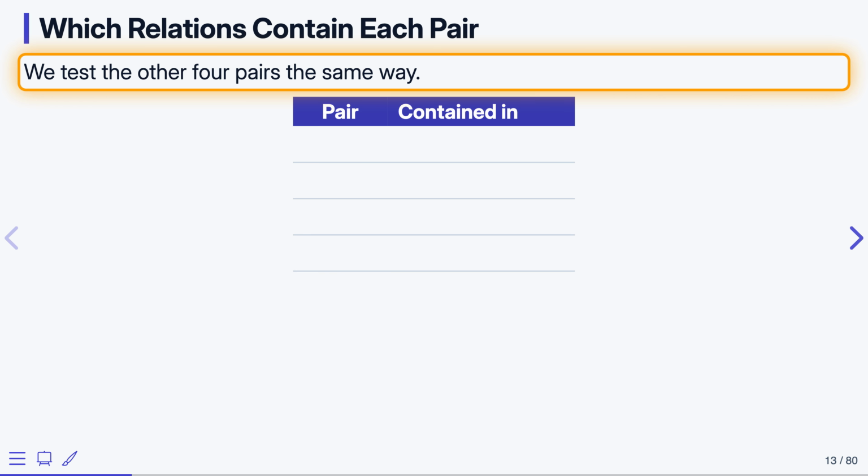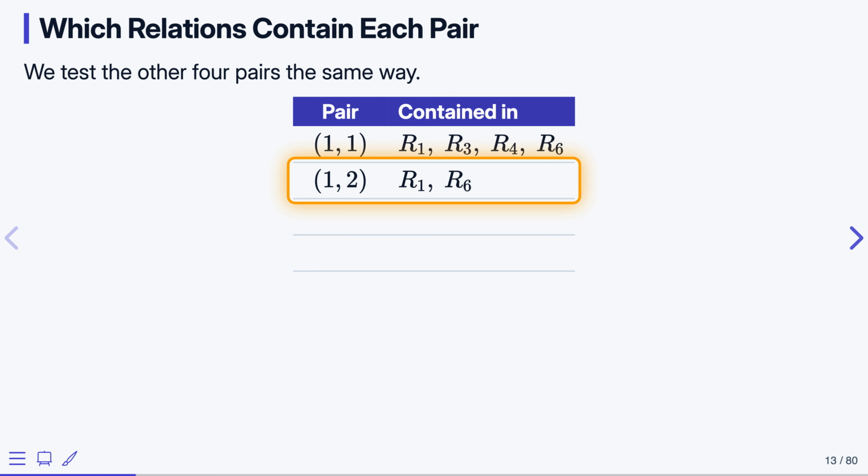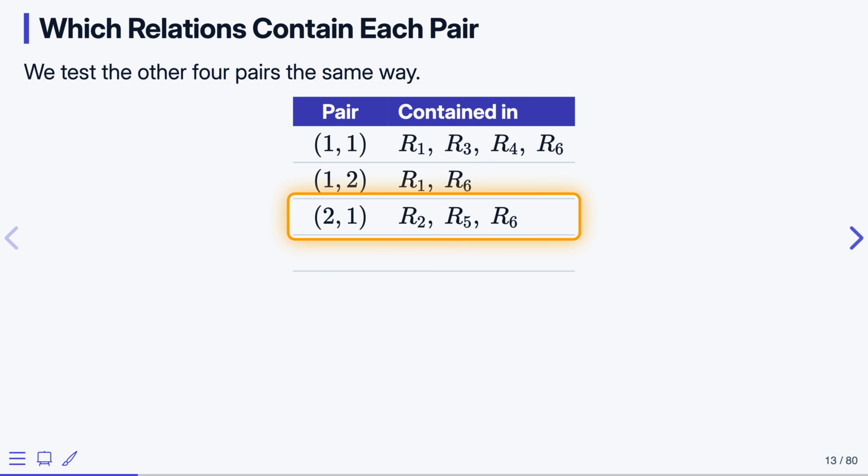Now we run the same test on 4 more pairs. The pair 1, 1, which we just worked out, sits in R1, R3, R4, and R6. The pair 1, 2. 1 is less than 2, so it is in R1. And 1 plus 2 is 3, which is at most 3, so it is in R6. The pair 2, 1. 2 is greater than 1, so it is in R2. 2 equals 1 plus 1, so it is in R5. And 2 plus 1 is 3, so it is in R6.